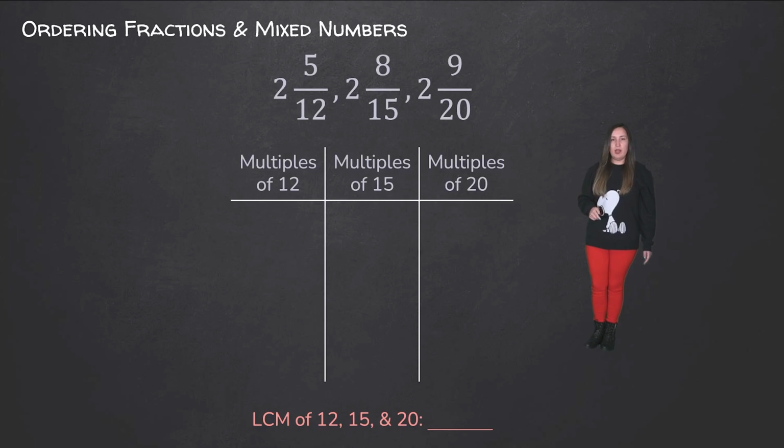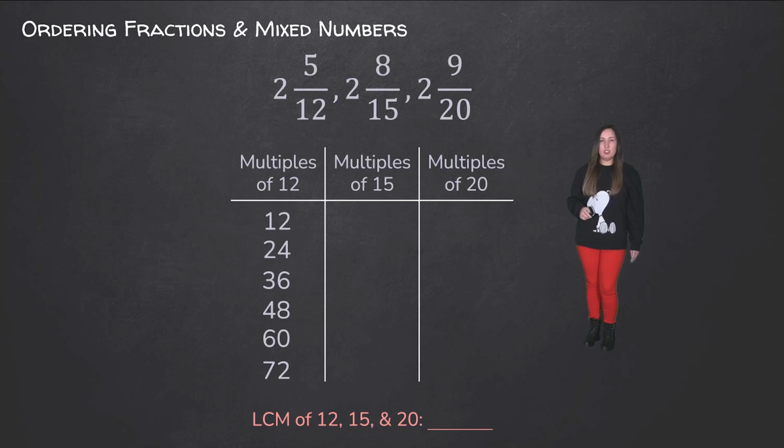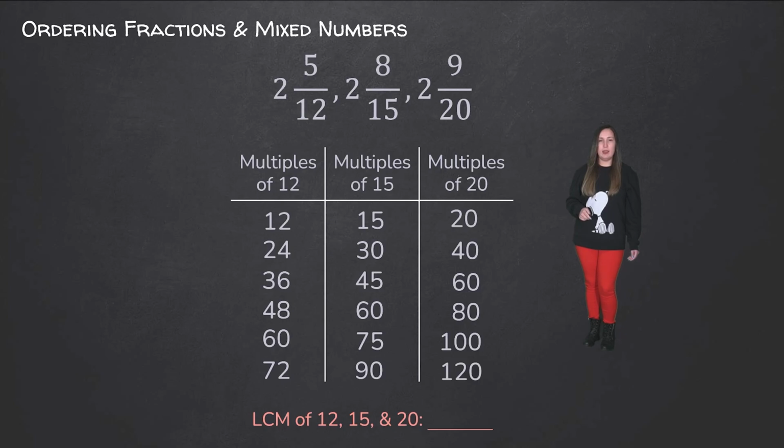Our multiples of 12 are 12, 24, 36, 48, 60, 72, and so forth. Our multiples of 15 are 15, 30, 45, 60, 75, 90, and so forth. Our multiples of 20 are 20, 40, 60, 80, 100, 120, and so forth. So our least common multiple here is 60 because that's the smallest multiple that these three have in common.